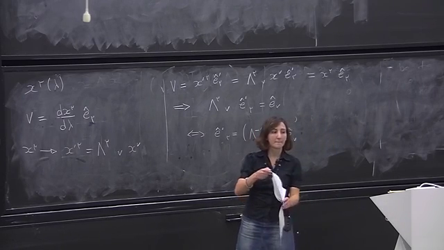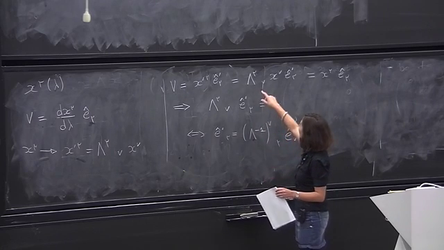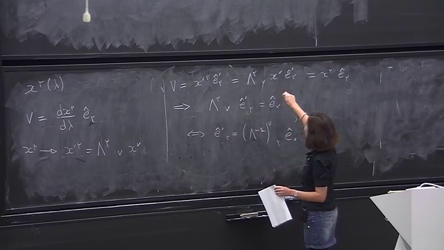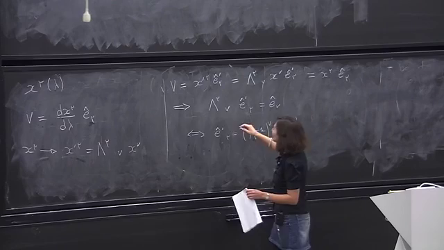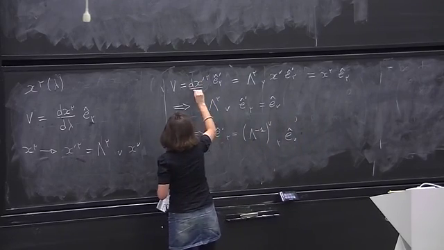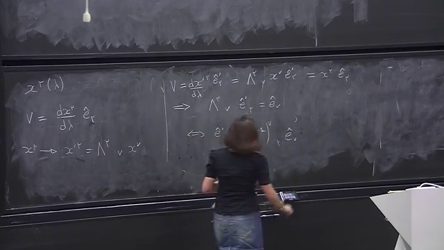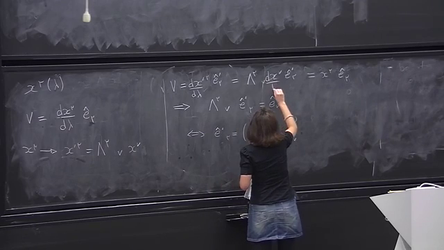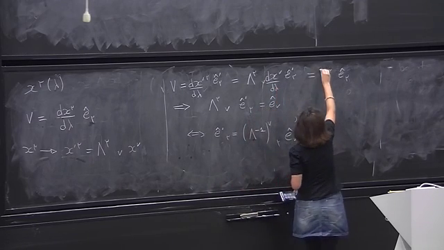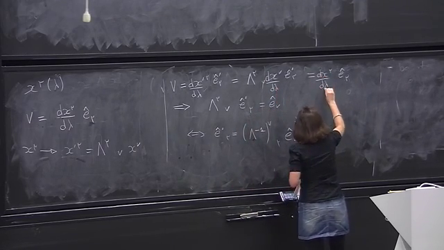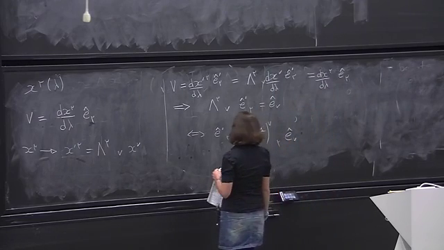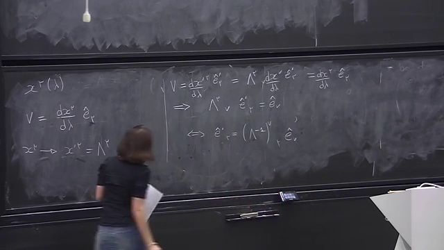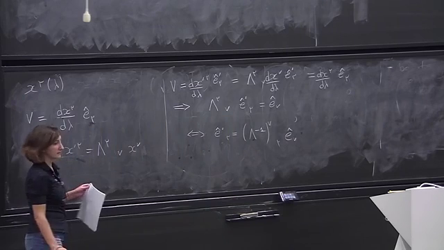Shouldn't the vector, the way it transforms the coordinates, also involve the derivative in the parameter lambda? Oh, yes, sorry. This is dx/d lambda, and this is dx/d lambda. Yes.